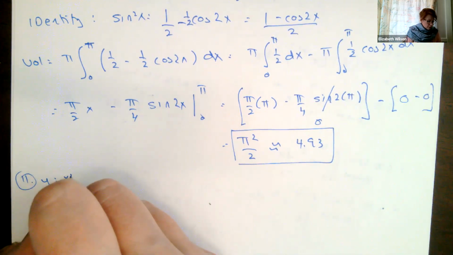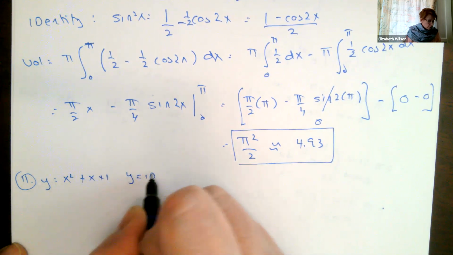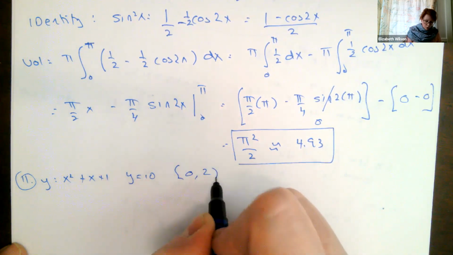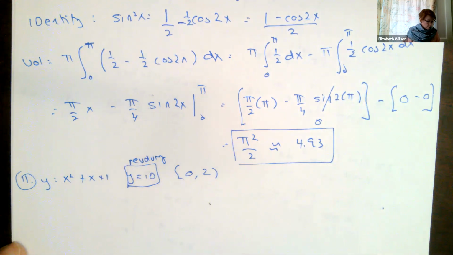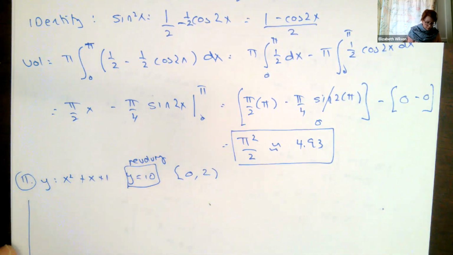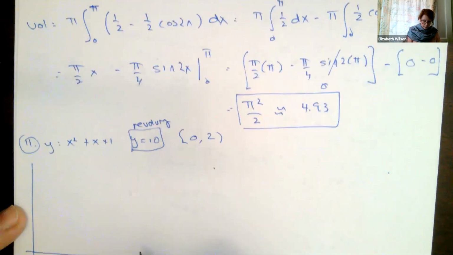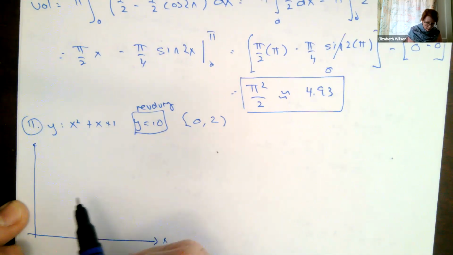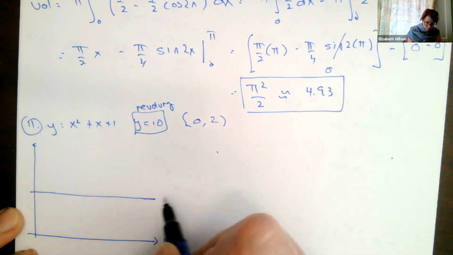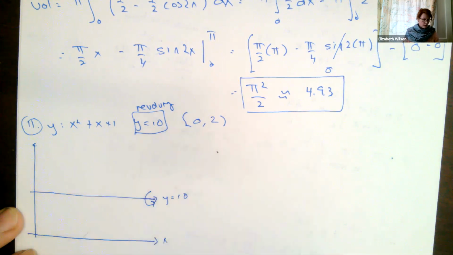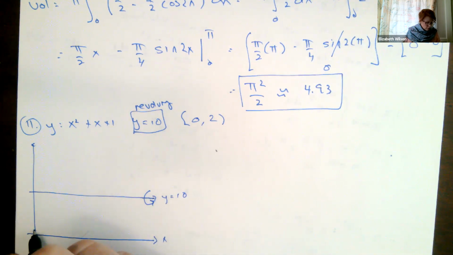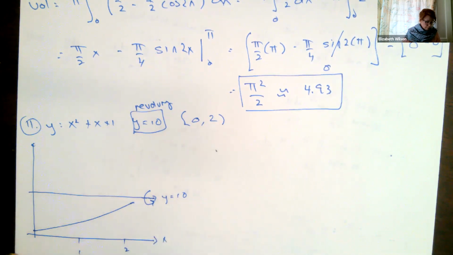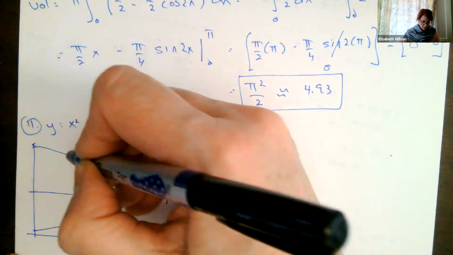Y equals x squared plus x plus 1 and y equals 10, and we're going to go 0 to 2. So we're revolving around this axis, y equals 10. Here's my x-axis, but y equals 10 is a horizontal axis. So this function here starts here and it goes up like that. So this is 1, this is 2, and then it's going to look like this on the flip side.